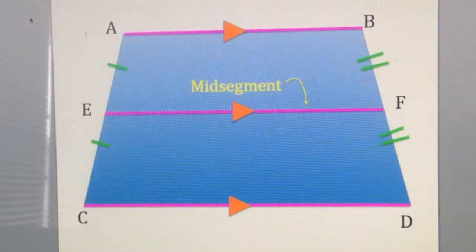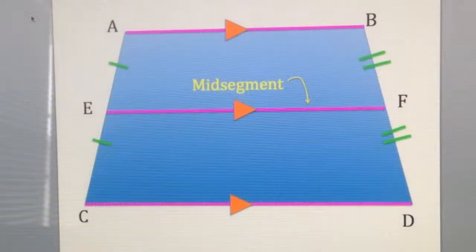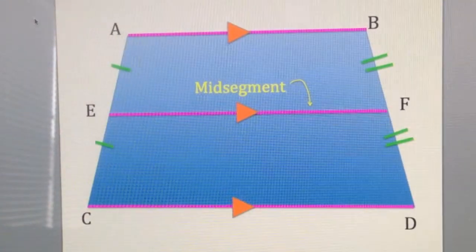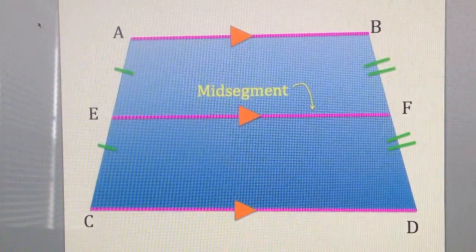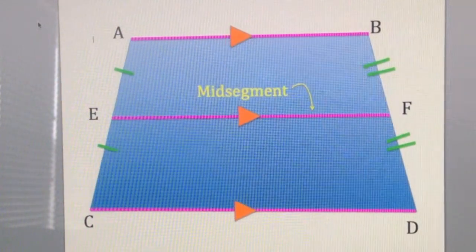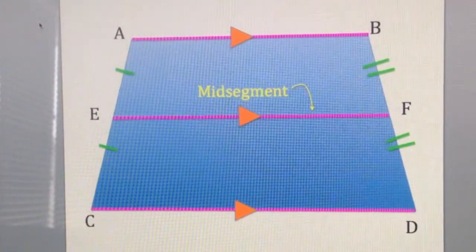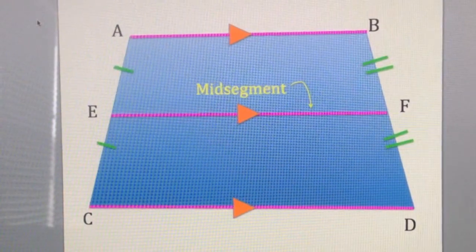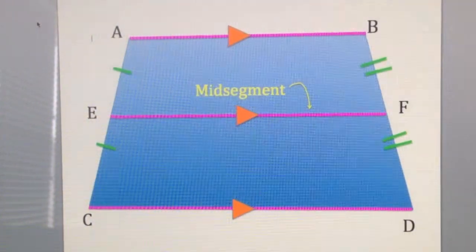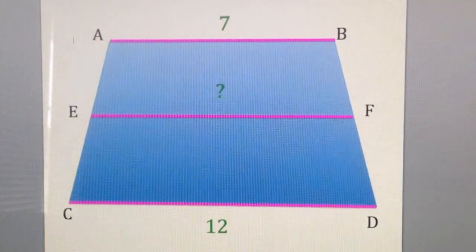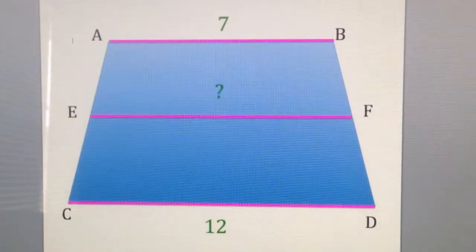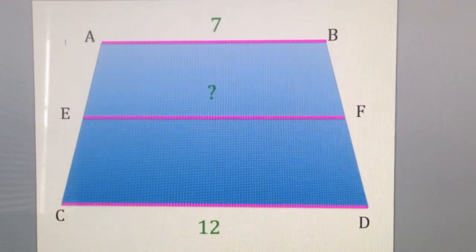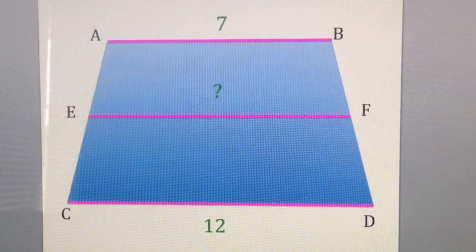Let's say we wanted to find the length of the midsegment of our trash can trapezoid. The midsegment of a trapezoid is a line segment that connects the midpoints of the legs. The midsegment and both bases are always parallel, and both legs of the trapezoid are always split into two congruent segments. The top base of our trash can trapezoid, which I renamed trapezoid ABDC, is 7 units, and the bottom base is 12 units.